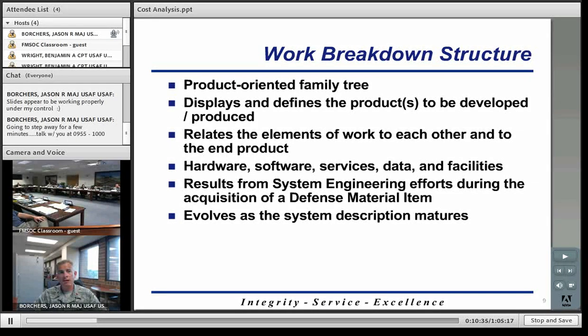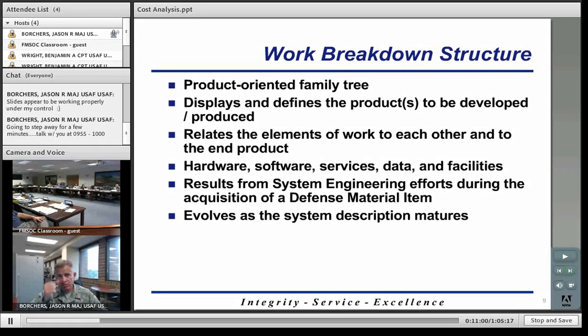You may have fuselage as your second level, engine, what have you. It's basically a product-oriented listing that's going to break out every single element for your program, and that's what you're going to tie your cost estimates to. So you're going to estimate for every single element on your work breakdown structure.